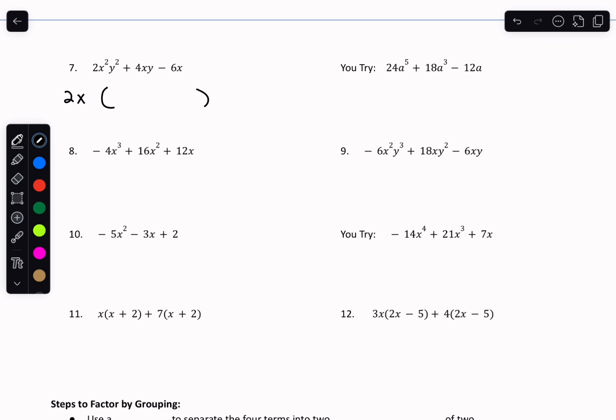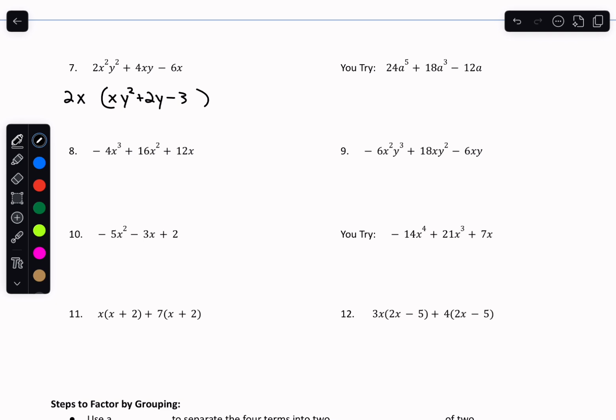When I divide each term by 2x, the 2's cancel. I have 1x left and y squared left. 4xy divided by 2x is going to give me a 2. The x's cancel, and I just have 1y left. And then negative 6x divided by 2x, 6 over 2 is 3. I have my negative sign in front, and those x's cancel.